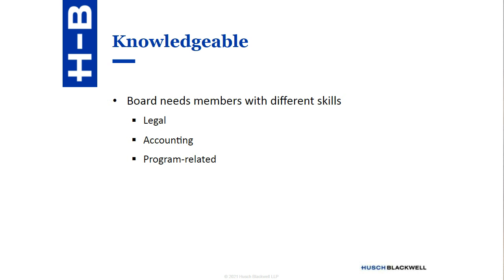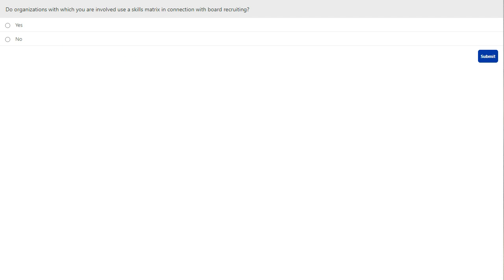So board members need to be knowledgeable. They need to know about the mission and the activities of the organization. The board also needs members with different skills. Legal, perhaps, accounting, program-related, and fundraising. Also, potentially public relations, human resources, tech. It really depends on the needs of the organization. And a skills matrix can be helpful. It can be something that can be used by the organization. And just curious how many organizations with which you are involved use a skills matrix in connection with board recruiting.